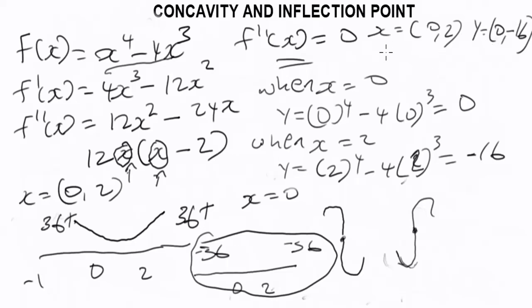So to represent them properly as coordinates, this is how you represent it properly. When x is 0, y is 0, and when x is 2, y is negative 16. So this is how you present the inflection points in coordinates.